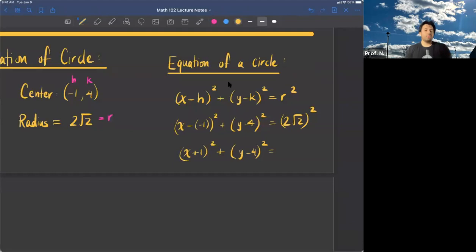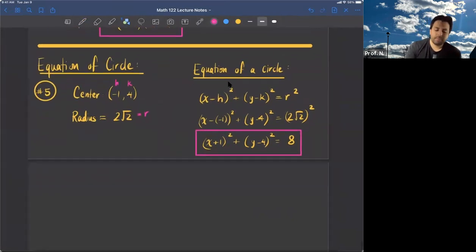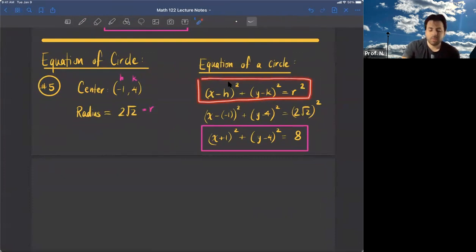And 2 rad 2 squared is, if you do 2 squared, it's 4. Rad 2 squared is 2. 4 times 2 is 8. So this is 8. And that's it. That's going to be the equation: x plus 1 squared plus y minus 4 squared equals 8. So the key here is to understand what the equation of a circle is. If you know this, then this question should not be too difficult.